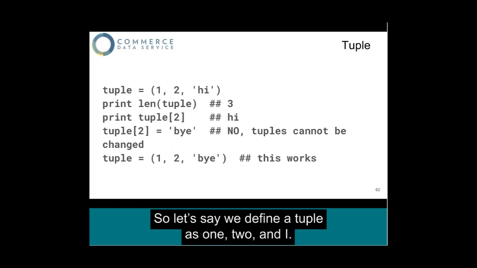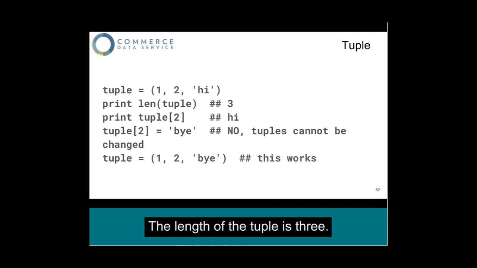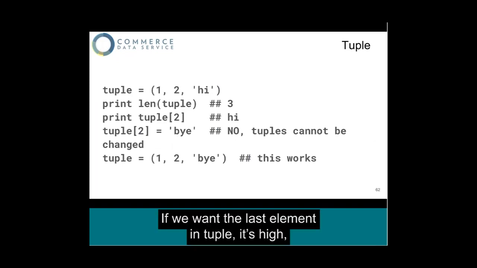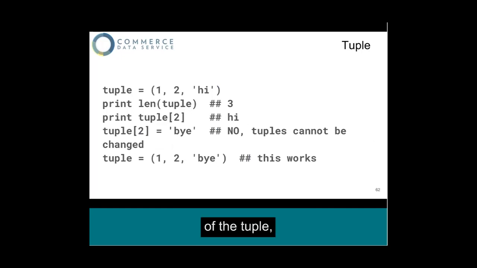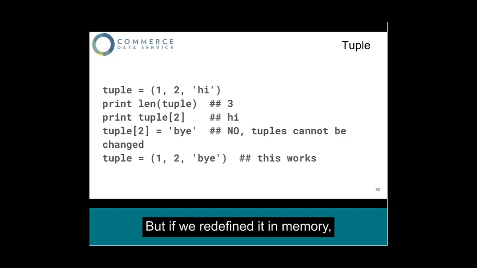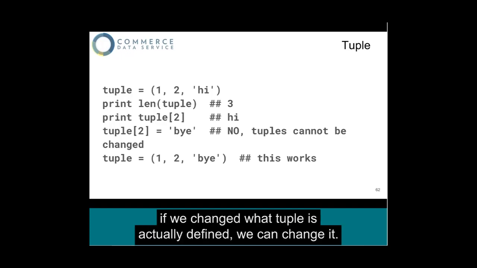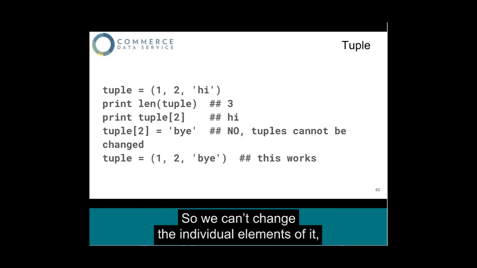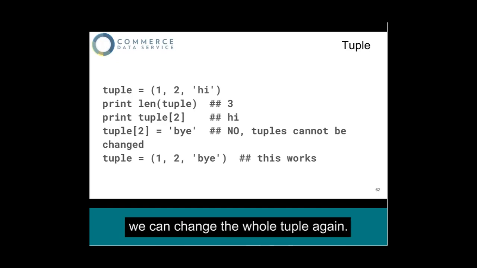So let's say we define a tuple as 1, 2, and high. The length of the tuple is 3. If we want the last element of the tuple, it's high. If we want to change the last element of the tuple, we cannot change it. But if we redefine it in memory, if we change what the tuple is actually defined as, we can change it. So we can't change the individual elements of it, but we can change the whole tuple again.